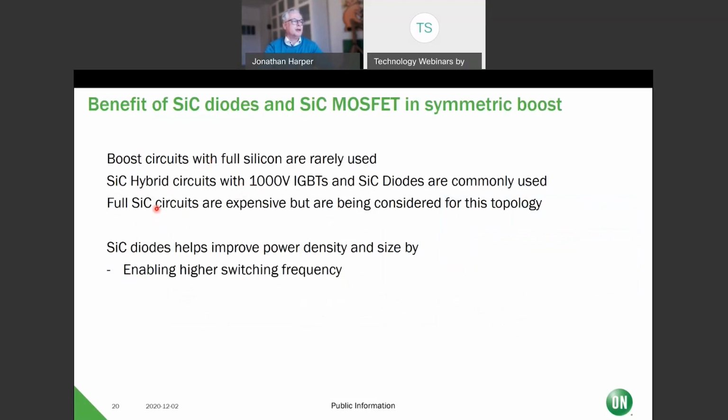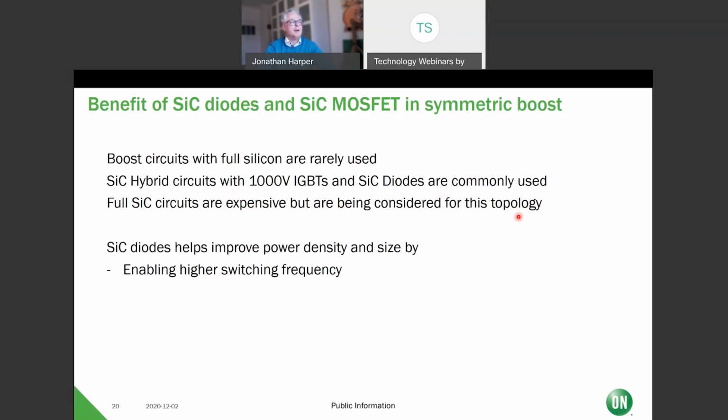So for the symmetric boost, I didn't say the voltage, I missed that point. What we use here is 1000 volt IGBTs and 1000 volt SiC, 1000 volt IGBTs, and for silicon we use 1000 volt diodes, and for SiC we use 1200 volt SiC diodes. And we have extremely good 1000 volt IGBTs. We've spent a lot of effort making sure we optimize that, especially for this 1500 volt market. You can have full SiC circuits there. I would say if you look at the cost benefit for full SiC, it's not quite there yet.